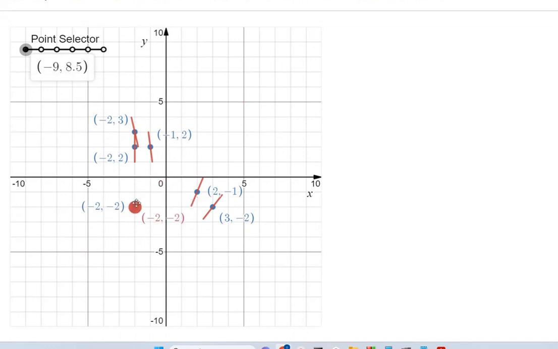So the slope I want at -2 comma -2 is a slope of 4. So up 4 to the right 1. Okay, let's try the next one. Oh, I see. It's just because we can't visually do all of them at the same time.